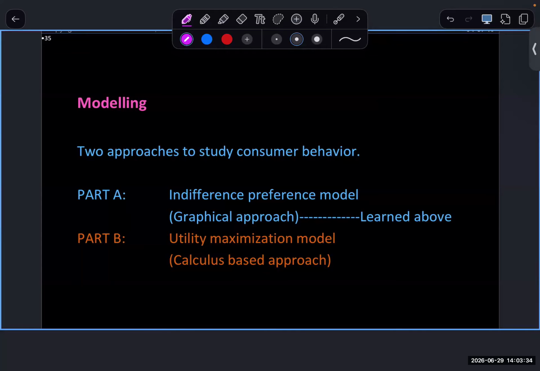For the example, just for your information, you can read it by yourself after the class.